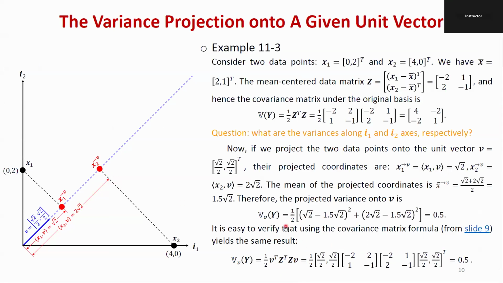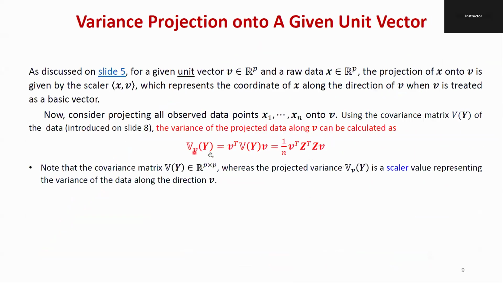So I have 2 numbers, so 1 over 2, times the first coordinate, square root of 2, minus the mean 1.5 square root of 2, squared, plus the second coordinate, 2 square root of 2, minus the mean, squared. And then you just compute it. The answer is 0.5.